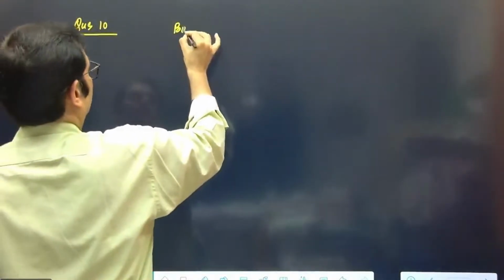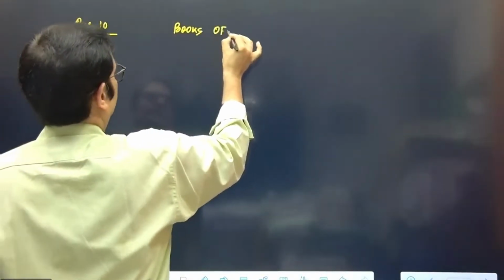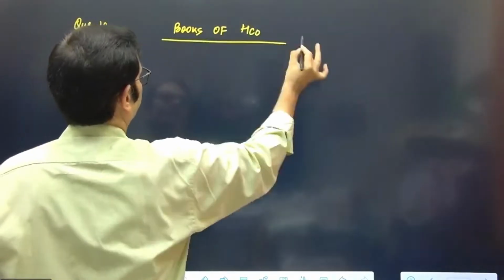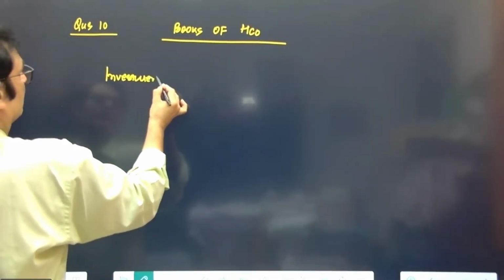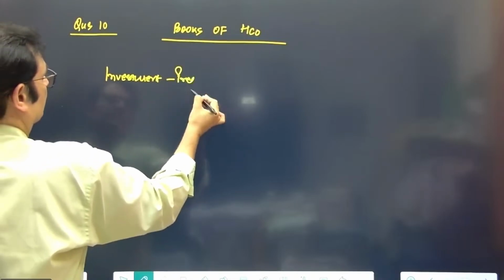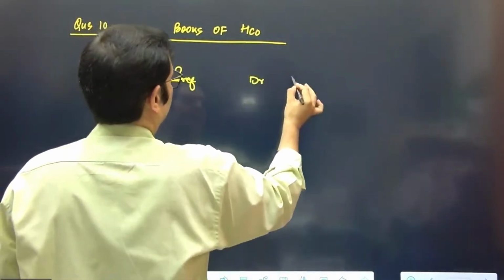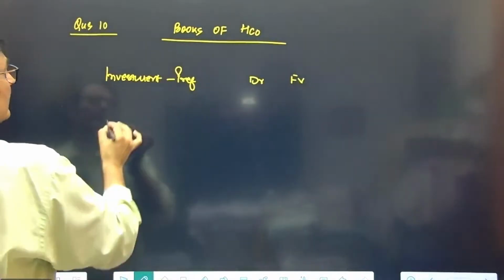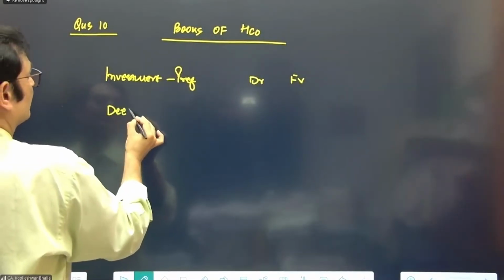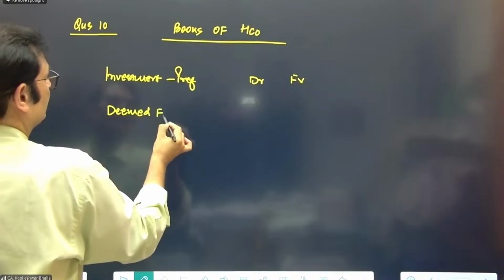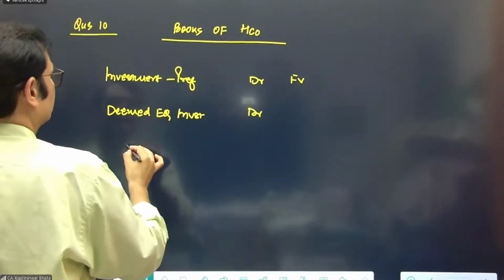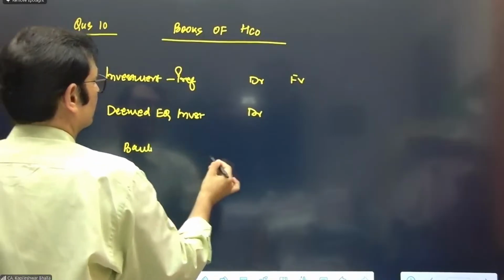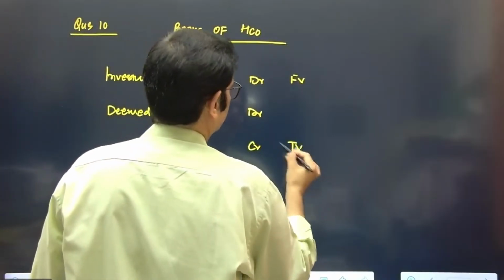So first of all, let's only concentrate on the books of the parent company, that is the books of the holding company. So we will have investment in preference shares, debit, that would be at a fair value. And we will have deemed equity investments, which will be given a debit at a balancing figure. And the money which is paid gets a credit, which is at a transaction value.